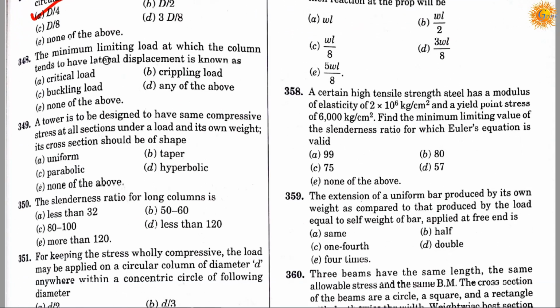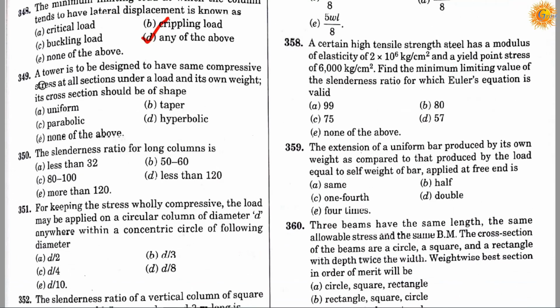Question number 348. The minimum limiting load at which the column tends to have lateral displacement is known as option A critical load, option B is a crippling load, option C is a buckling load, option D is any of the above, and option E is none of the above. Correct answer is D. It will be any one of the above.